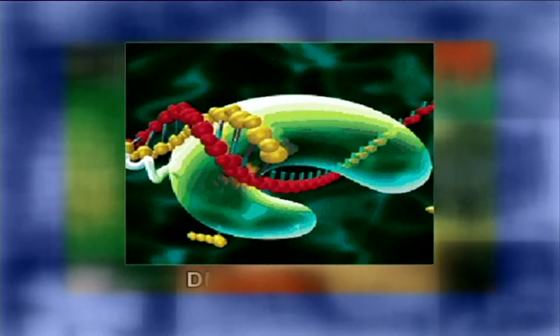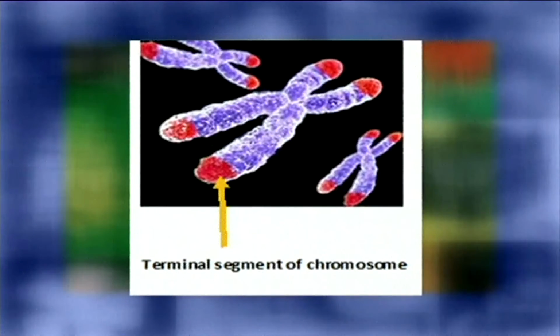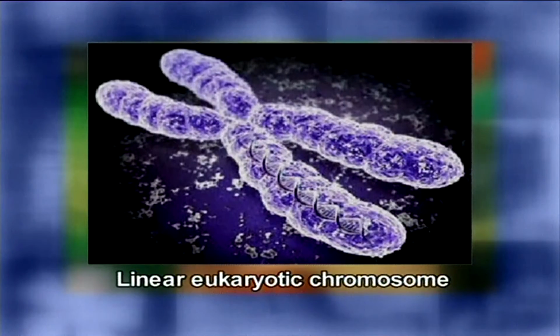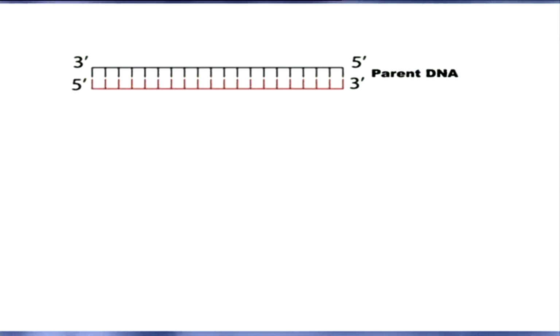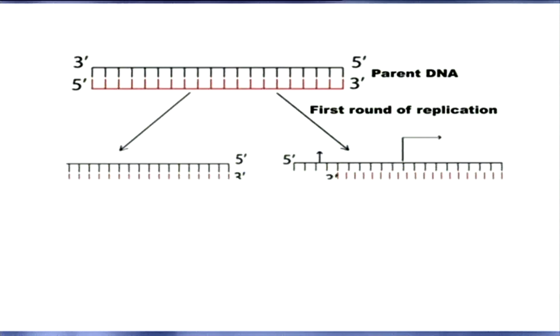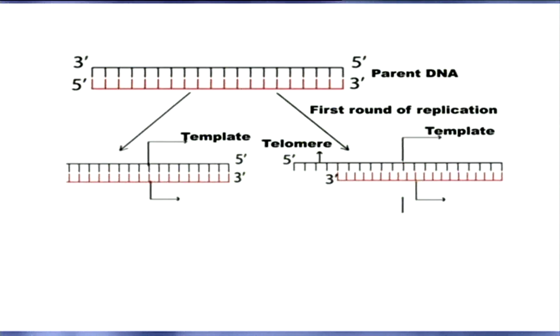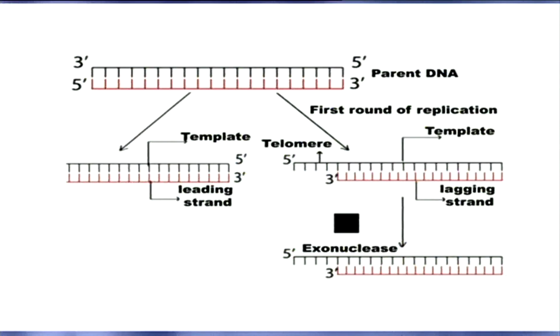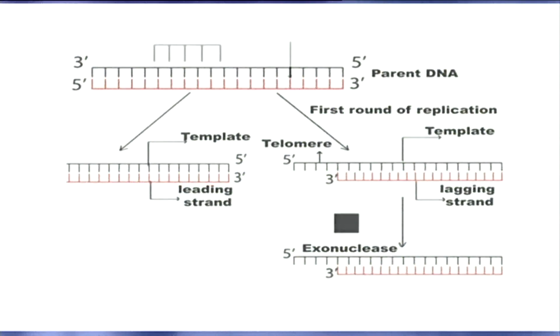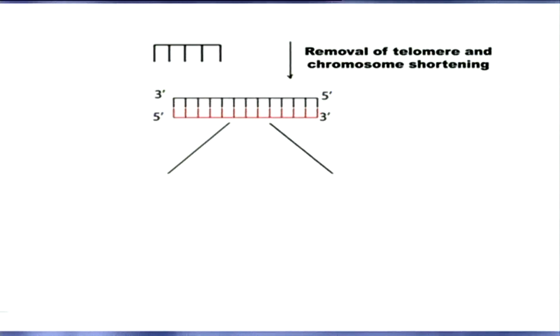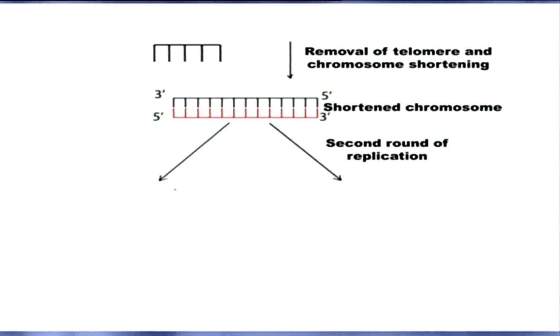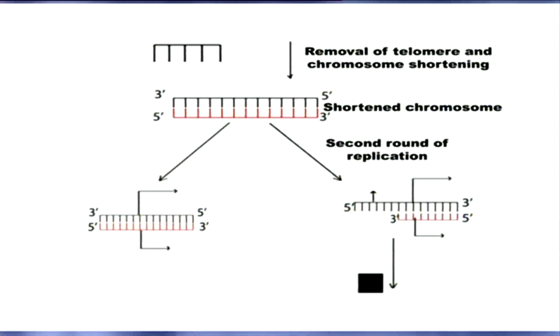To conclude, it is worth mentioning that DNA polymerase cannot replicate the terminal DNA segment of lagging strand in eukaryotic chromosomes. This is because of the linear nature of eukaryotic chromosome. This single-stranded terminal end, which is called telomere of the lagging strand, will be removed by some exonuclease enzymes. If there is no mechanism to replicate the telomere region, the chromosomes will become shortened and shortened in each round of replication.